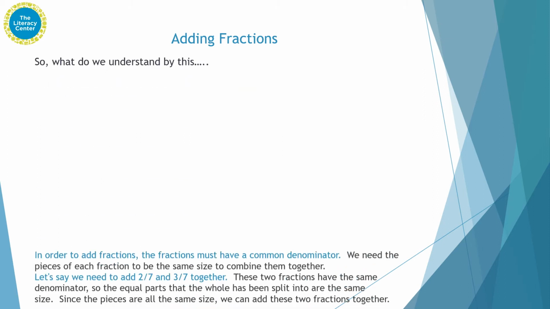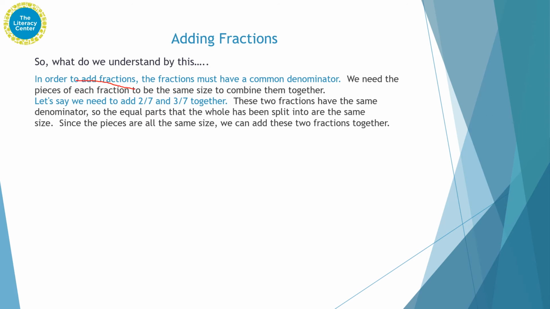So what do we understand by this? In order to add fractions, the fractions must have a common denominator. We need the pieces of each fraction to be of the same size to combine them together. Let's take an example. What if I ask you to add these two numbers, 2 by 7 and 3 by 7? So here you can clearly see that these two fractions have the same denominator, that is 7. So the equal parts that a whole has been split into are the same size. Since the pieces are all the same size, we can add these two fractions together.